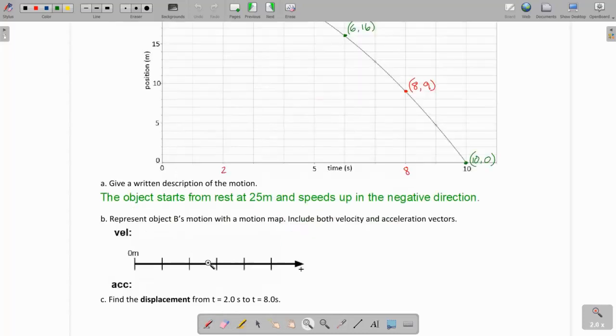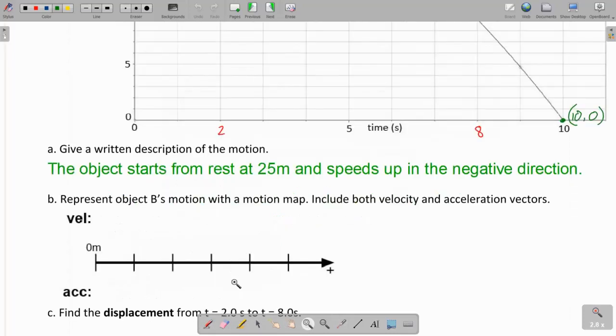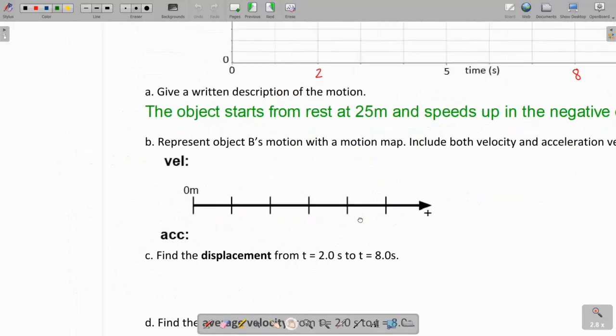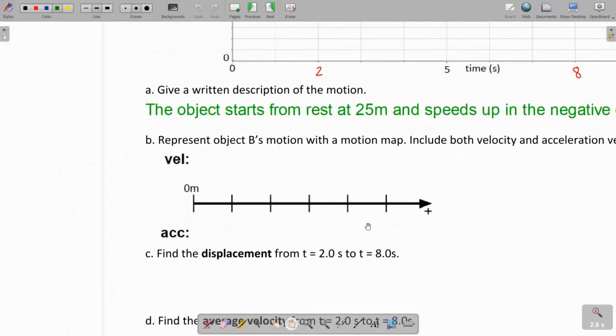Moving on to our motion map here, I'm going to zoom in quite a bit on this so it's easier for me to write. But we want to show that the object starts at some positive position. I'm not going to make you label it on here, but I'm going to start it back here. So for the velocity, blue is velocity here up on top.